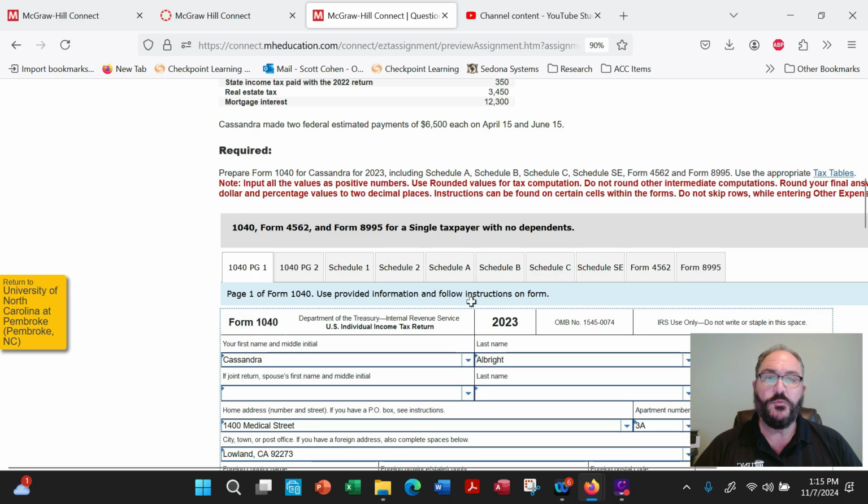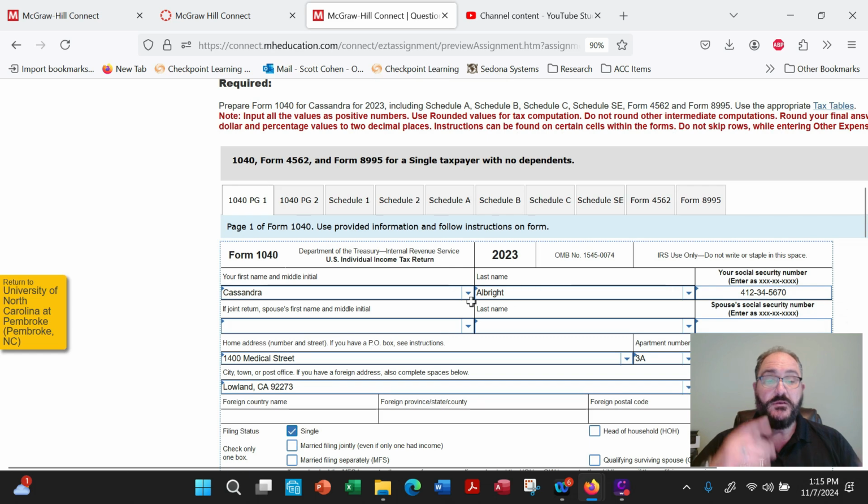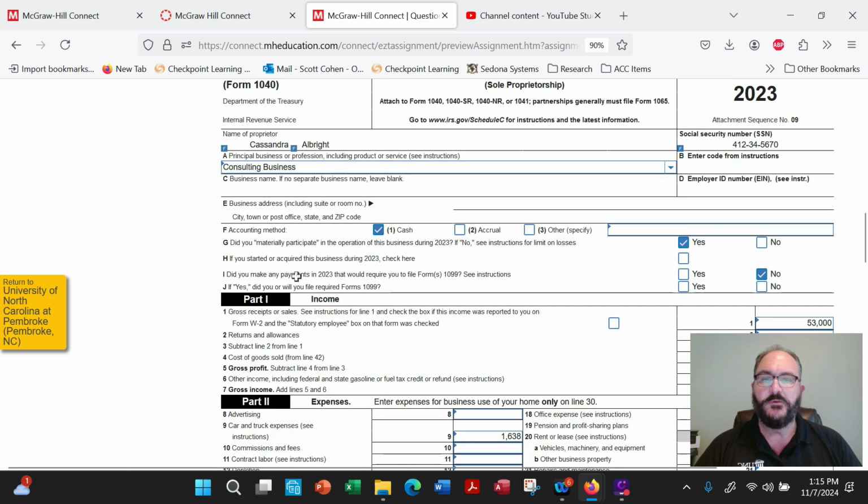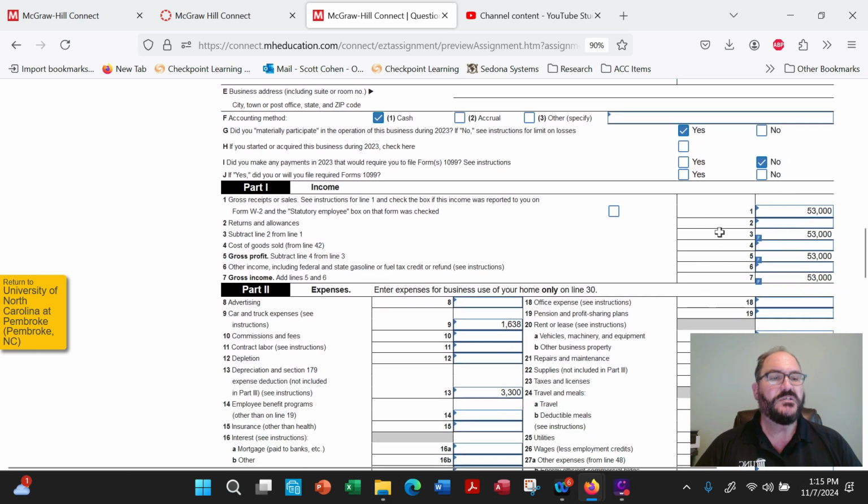Now we also know that we have a Schedule C, okay? So the Schedule C, that's that consulting business she has, right? So you click on this Schedule C right here, and again, there's her name, Social Security number. She has a consulting business, okay? It says if you don't have a separate name, just leave it blank. She uses the cash basis of accounting. Then it asked about any Form 1099 if you had to fill out. The answer is no.